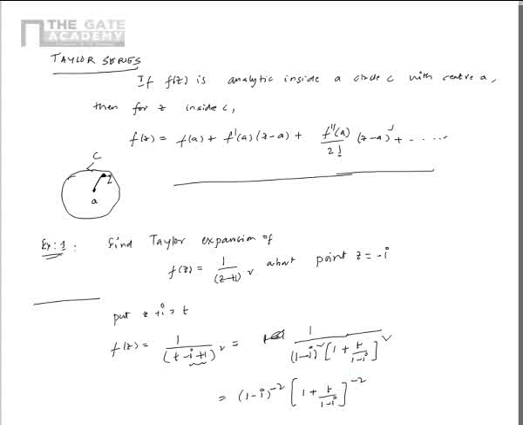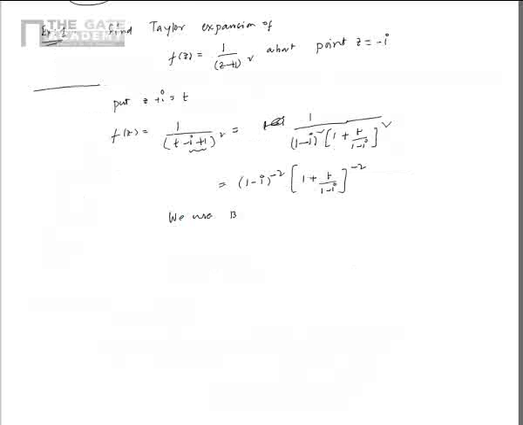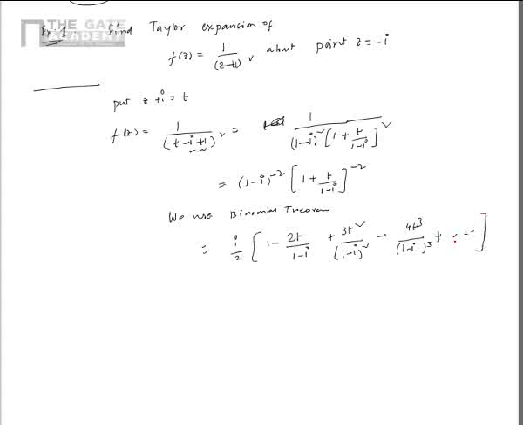Okay, so now we use the binomial theorem to expand all this, and this will become i by 2 times (1 minus 2t by (1 minus i)). So (1 minus i) whole power minus 2 you can just expand, and similarly you can expand this also. So this will become 3t square by (1 minus i) whole square minus 4t cube by (1 minus i) whole cube, and so on.